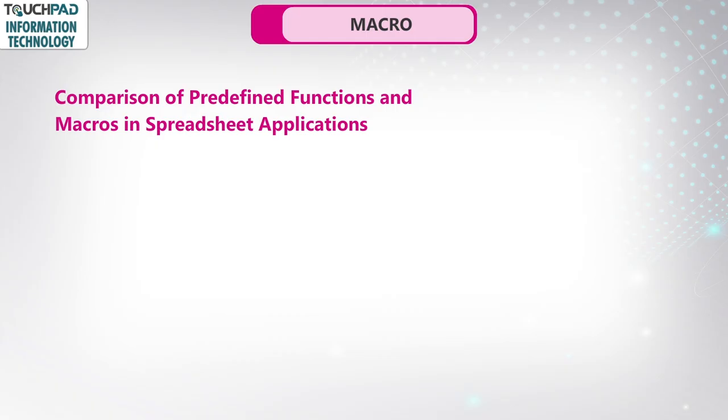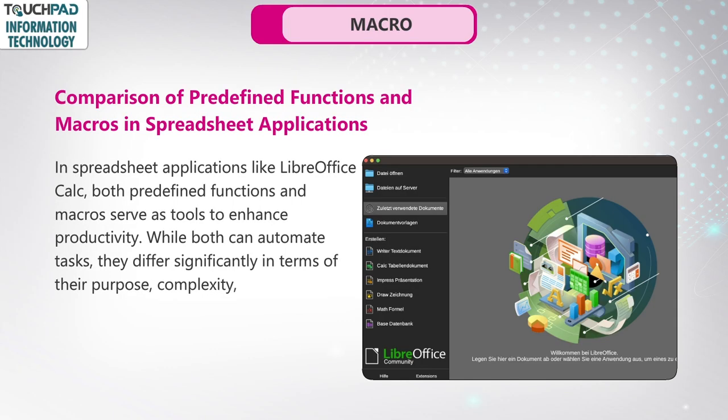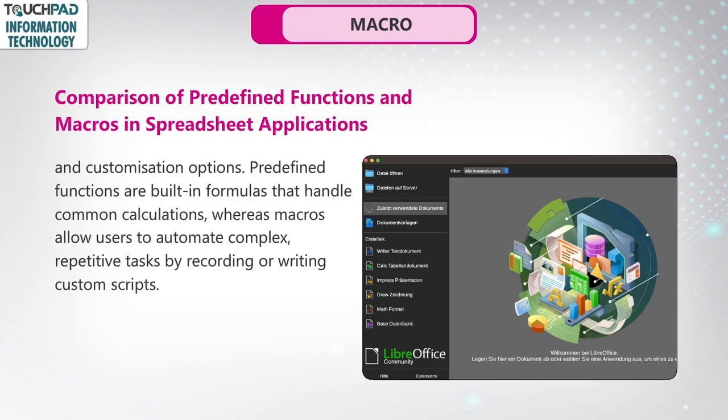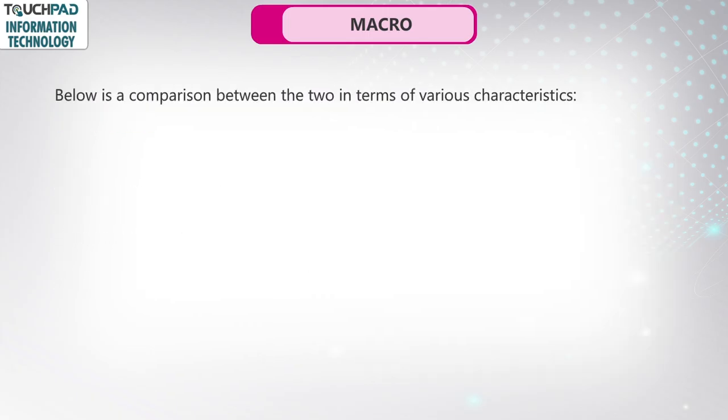Comparison of predefined functions and macros in spreadsheet applications. In spreadsheet applications like LibreOffice Calc, both predefined functions and macros serve as tools to enhance productivity. While both can automate tasks, they differ significantly in terms of their purpose, complexity, and customization options. Predefined functions are built-in formulas that handle common calculations, whereas macros allow users to automate complex repetitive tasks by recording or writing custom scripts. Below is a comparison between the two in terms of various characteristics.